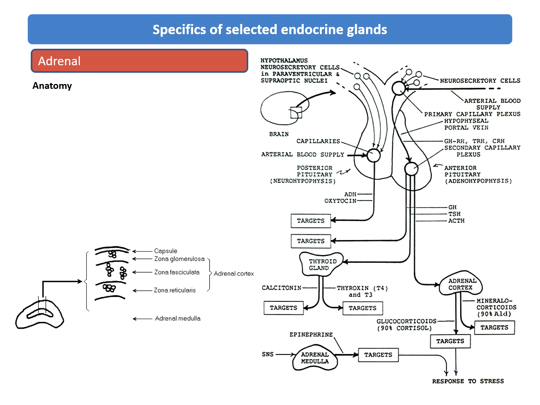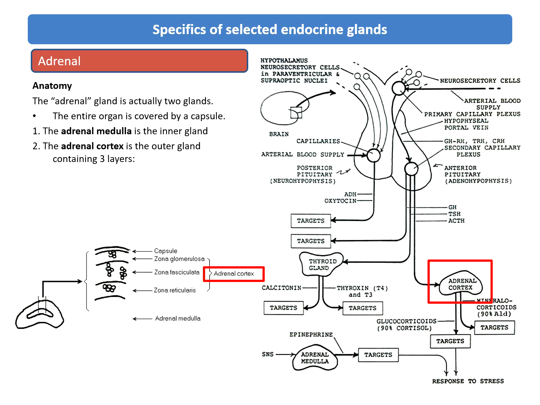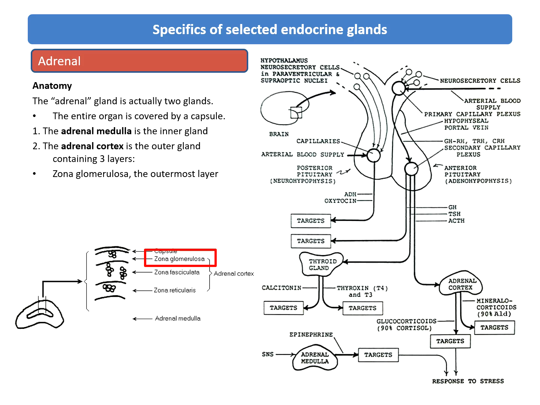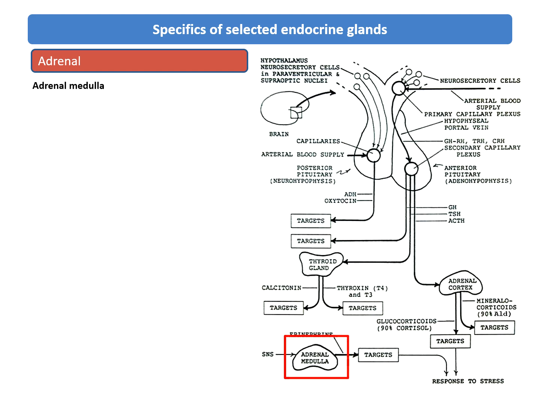Let's look at the adrenal glands. Remember, these are two different glands. Regarding the anatomy, the adrenal gland, as I just mentioned, is actually two glands. The entire organ is covered by a capsule. The adrenal medulla is the innermost gland, and the adrenal cortex is the outer gland. It contains three layers: the zona glomerulosa, the outermost layer, the zona fasciculata, the middle layer, and the zona reticularis, the innermost layer.